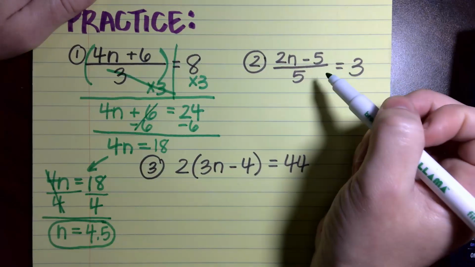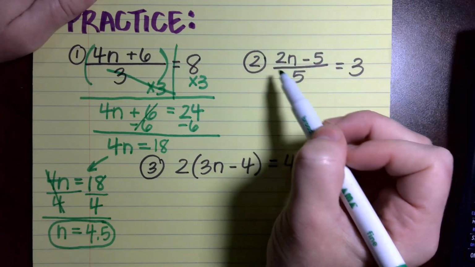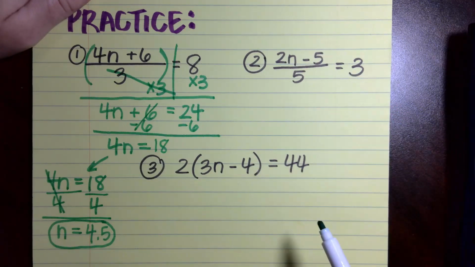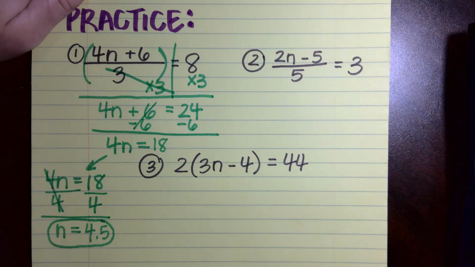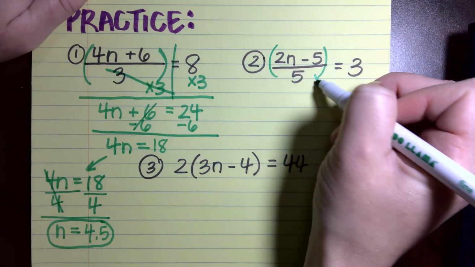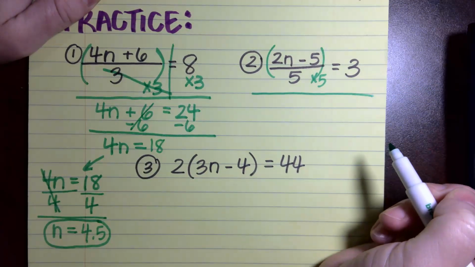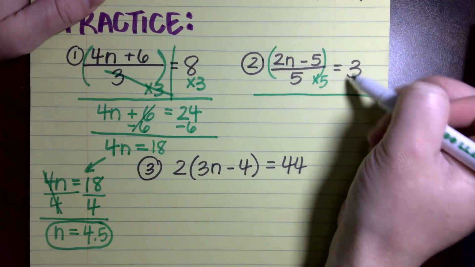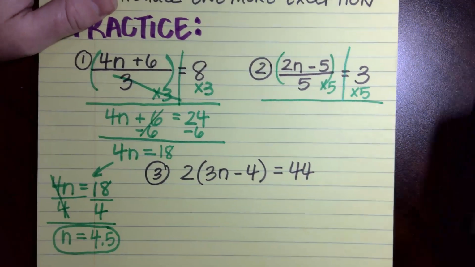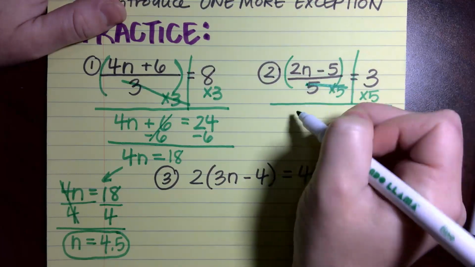All right. Number 2, we have 2 times n minus 5, and all of that is divided by 5, and that's equal to 3. What do we do first? Times 5. Yes, we want to get rid of that 5 on the bottom, so we're going to take the whole thing times 5. Where else are we going to multiply by 5? 5 times 3. Yes. We want to do times 5 under the 3 on the other side of our equal sign. Cancel. Yes, my 5's cancel. Bring down the 2n.